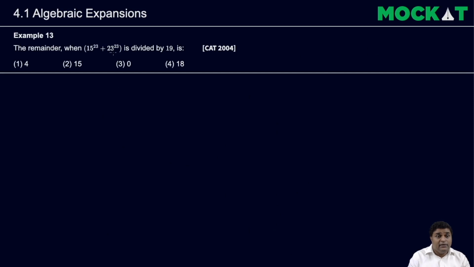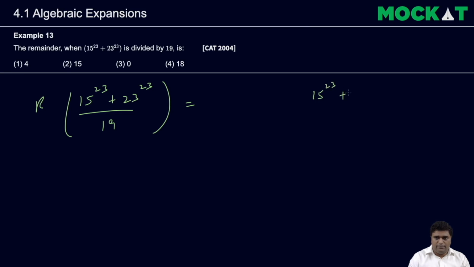On to example 13. The remainder when 15 power 23 plus 23 power 23 is divided by 19, right? So when you divide this by 19, what do you get as the remainder? So here we have a power n plus b power n, right? You have 23 in the power in both the cases. And 23 is an odd number. So what do we know about odd numbers? So 15 power 23 plus 23 power 23 is definitely divisible by a plus b, right? Where you have the same power and it's odd, then it's definitely divisible by 15 plus 23.